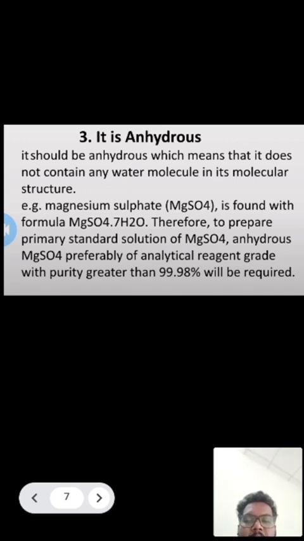purity greater than 99.98% will be required. We cannot prepare the primary standard solution of magnesium sulfate with the hydrated form; we need the anhydrous form of magnesium sulfate. The same applies to any other chemical used as a primary standard.